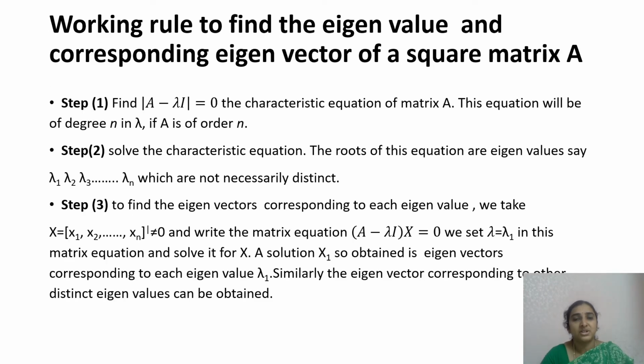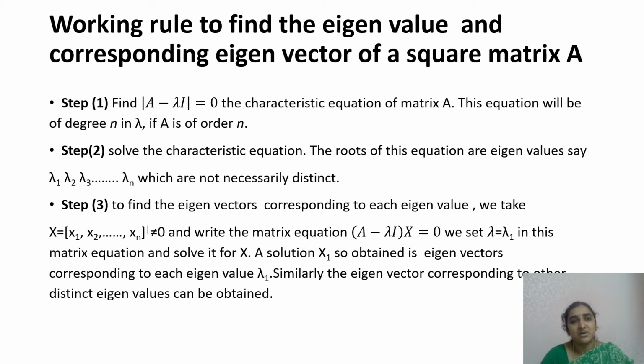Now let us see the working rule to find the eigenvalue and corresponding eigenvector of a square matrix A. First step, find the determinant of A minus lambda I equal to 0, which is the characteristic equation of matrix A. This equation will be of degree n in lambda if A is of order n.